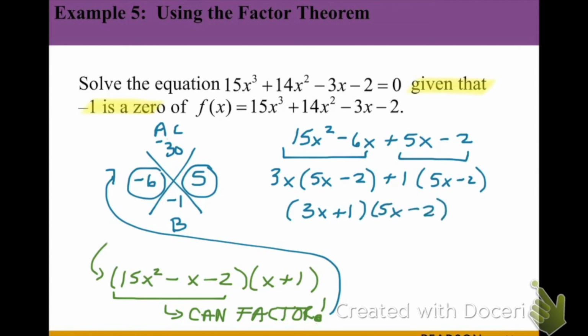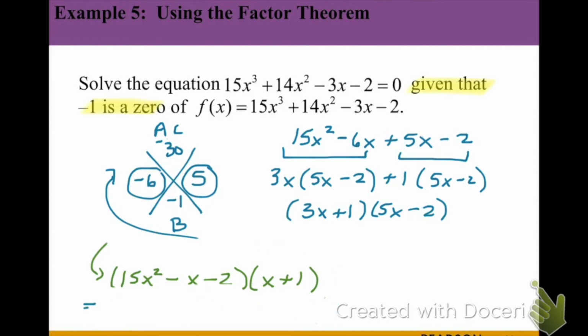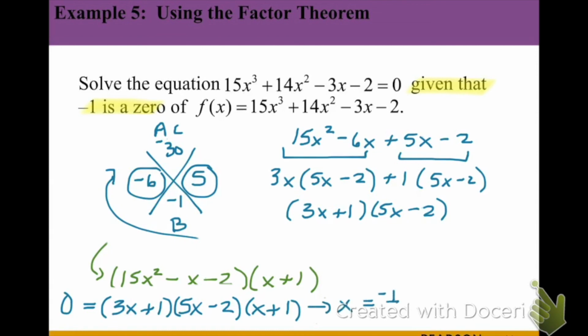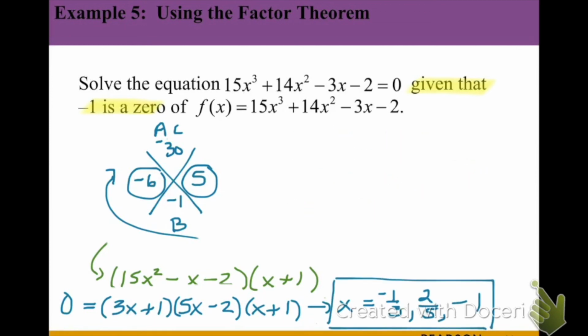And so now we have all the factors of the original polynomial, but since it says solve, we actually need to set those equal to 0. And so if we were to do this, we're getting all our factors here of 3x plus 1, 5x minus 2, then also the x plus 1. But since we actually need to solve, we need to set these all equal to 0. And so we'll get our x values here to be negative 1/3, 2/5, and negative 1.